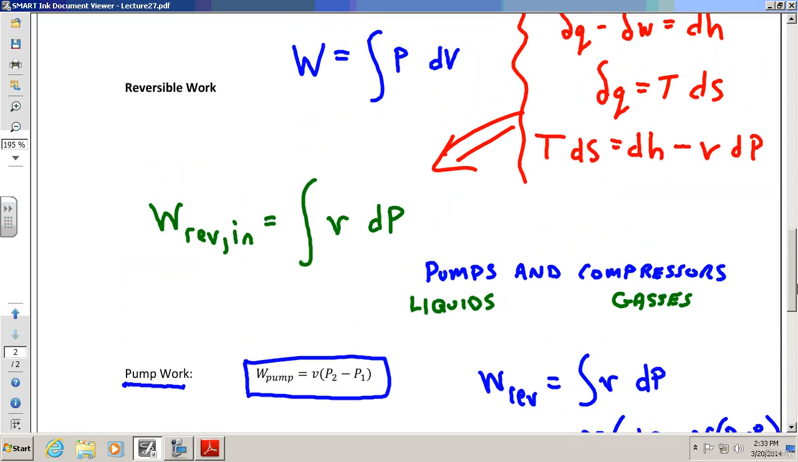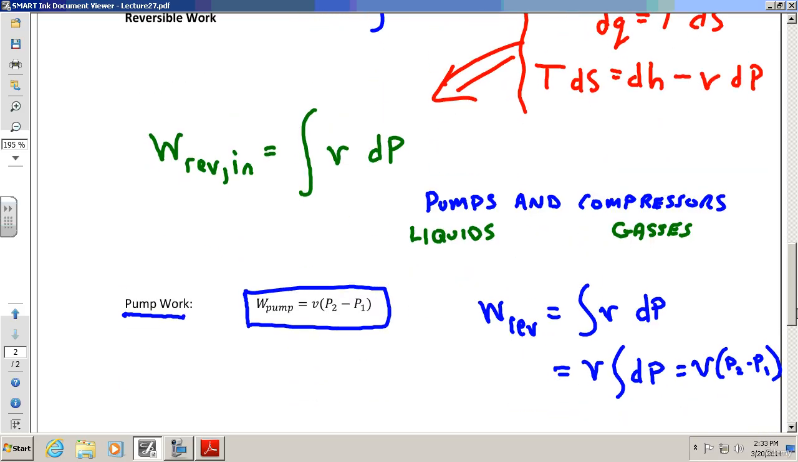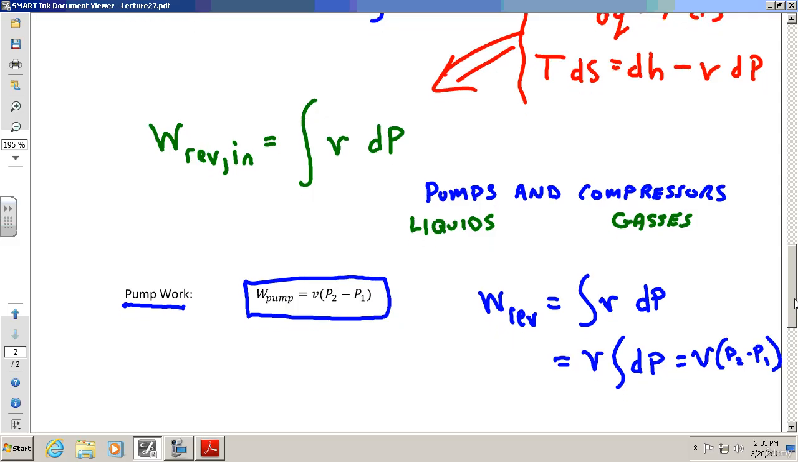So some really interesting implications there. That pump work equation we're going to use when we do steam power plants. Okay, and there are really interesting implications we get from understanding reversible work.